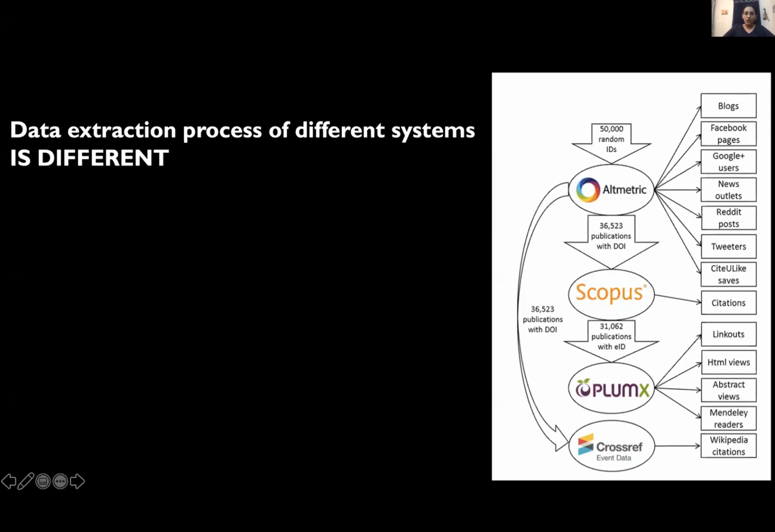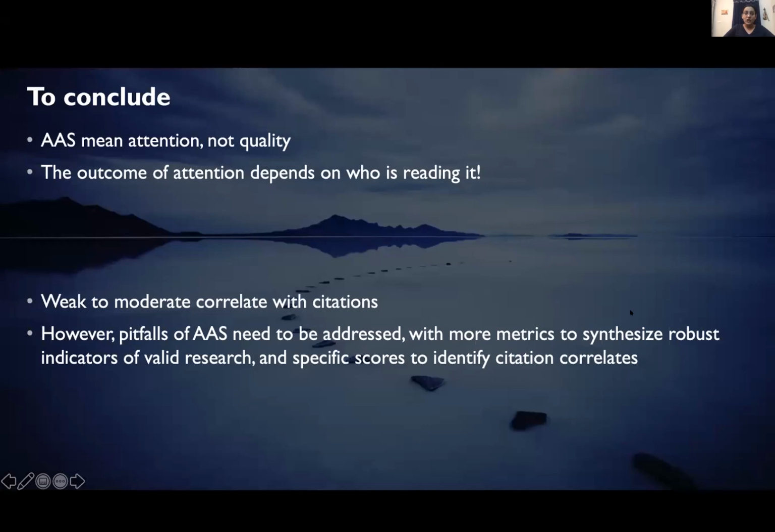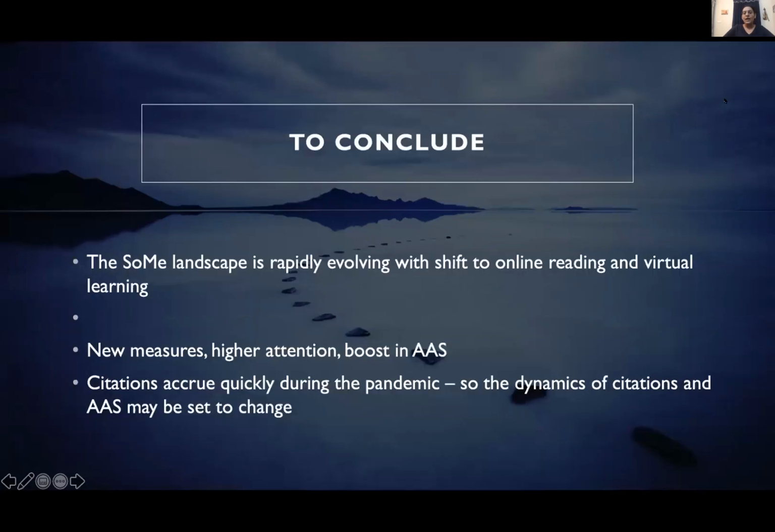So in total, today's take home is, you may like to have a look at this later, that these are the diverse platforms, and they sample data from different sources and capture different aspects of attention. And AAS or Altmetrics means attention, but not necessarily quality. The outcome of attention depends on who's reading it. There is weak to moderate correlation with citations, but the pitfalls of the Altmetric attention score need to be addressed. We need more metrics to synthesize robust indicators of valid research and specific scores to identify citation correlates.